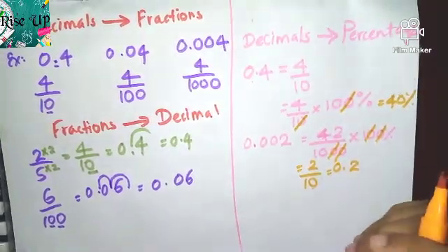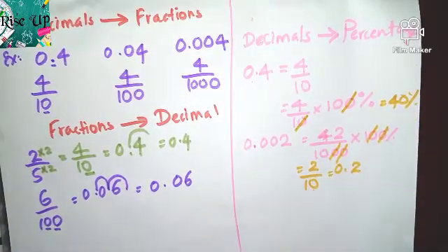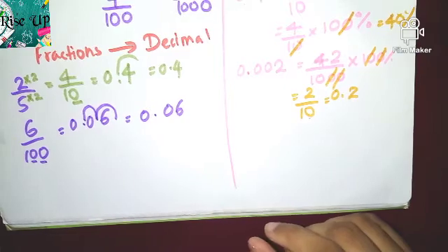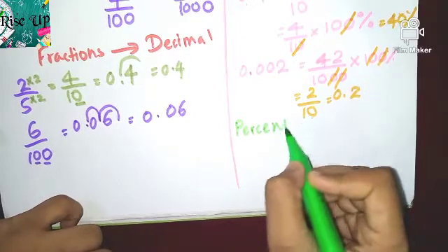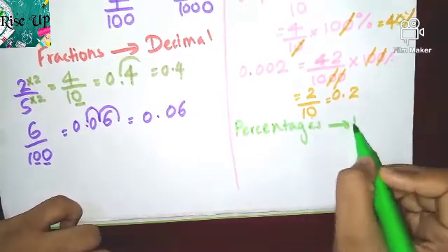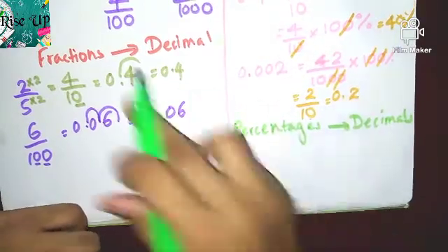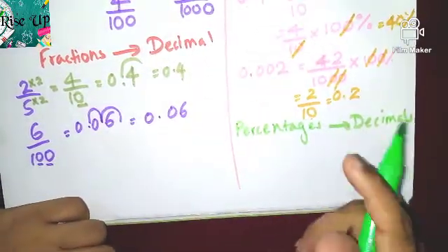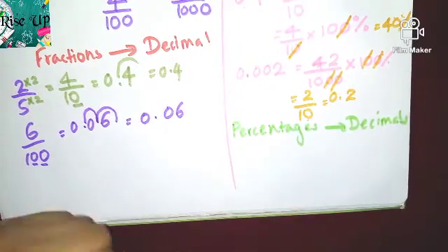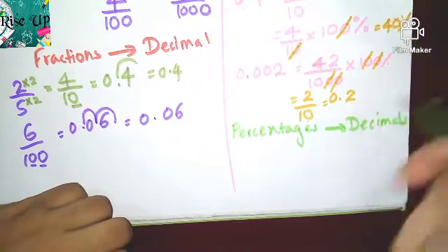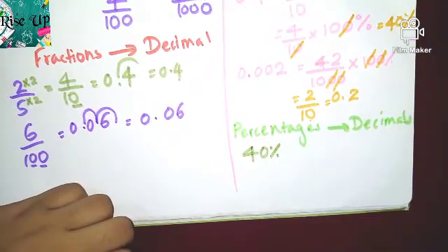And now let's look into the last part of the conversion, that is converting percentages into decimals. So percentages into decimals, right? This is also very similar to the steps above that we learned. If you know all these steps, it's very easy. So when a percentage is given, how can you convert it into a decimal? Let's take 40%. I'm asking you to convert this 40% into a decimal.